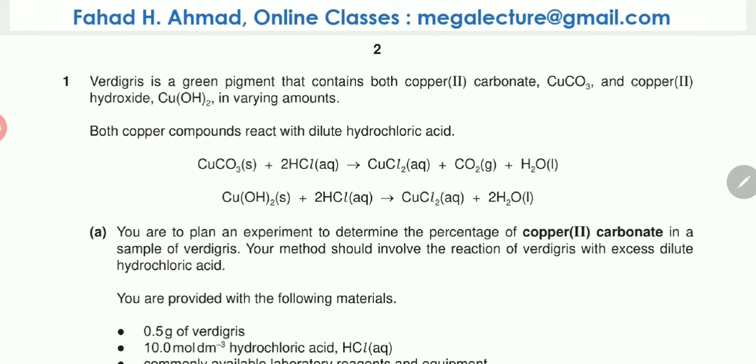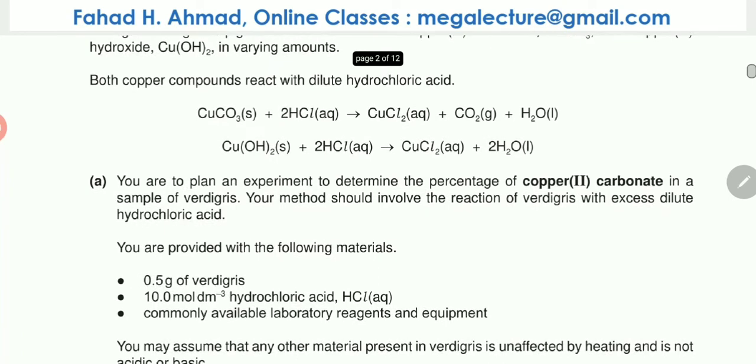and copper 2 hydroxide, the formula for which is also given, in varying amounts. Both copper compounds react with dilute hydrochloric acid. So both of them are shown: copper carbonate reacting with HCl to produce copper chloride, carbon dioxide and water, and copper hydroxide, acting as a base, reacts with an acid to produce a salt and a water molecule.